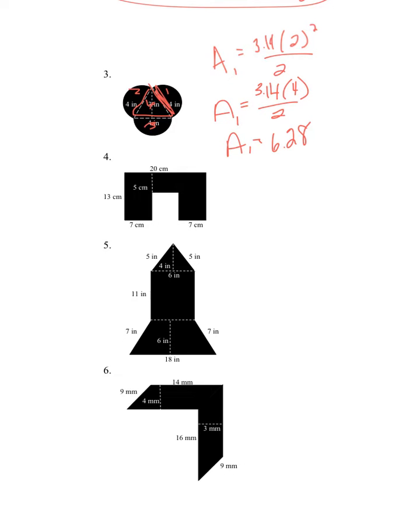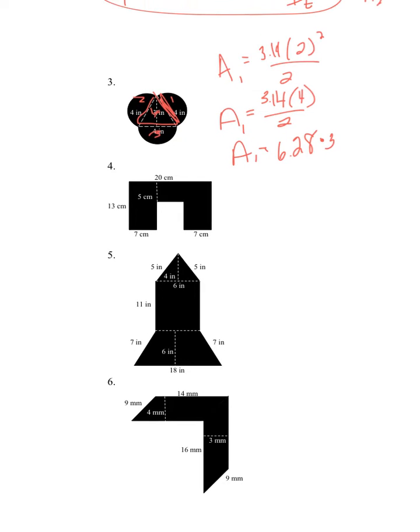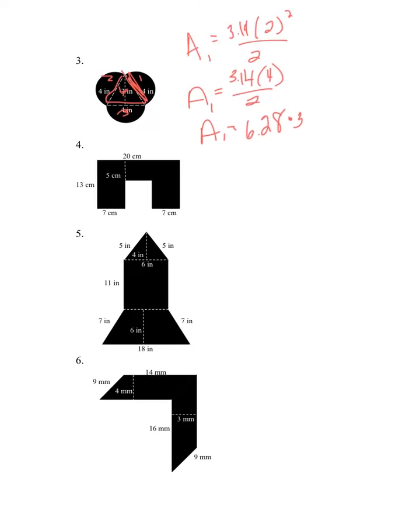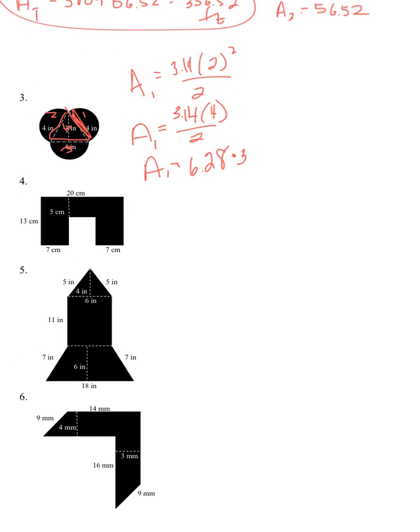Okay, since I have 3 of those same pieces, I'm actually just going to multiply this by 3 to get the area of all the circles. So the area of all the circles is going to be 18.84. So I found the area of one semicircle, and I times it by 3 since I have 3 of the exact same shapes. So now the area of the triangle.